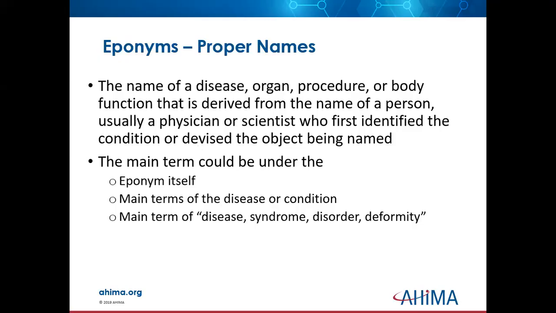Eponyms are proper names. In other words, this is the name of a disease, organ, procedure, or a body function that's derived from the name of the person. In other words, usually a physician or scientist who first identified the condition or devised the object being named. The main term could either be the eponym itself, or the main terms of disease, syndrome, disorder, or deformity.